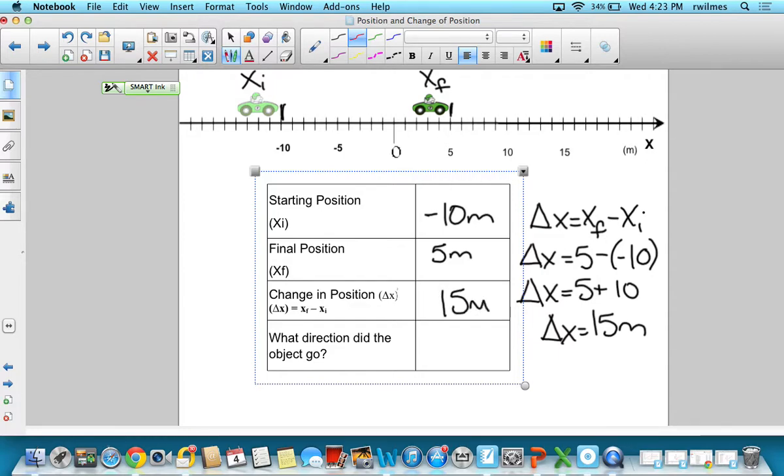What direction did this car go? This car went in a positive direction. You can see that from our pictures.